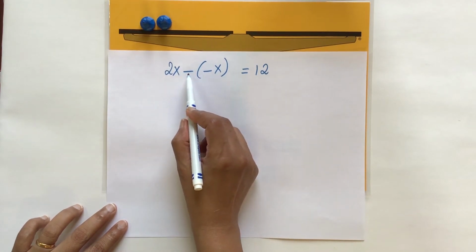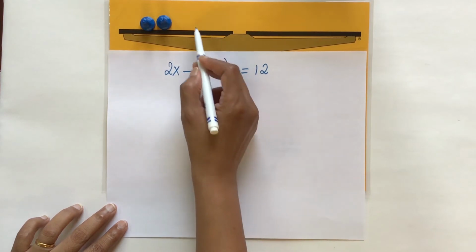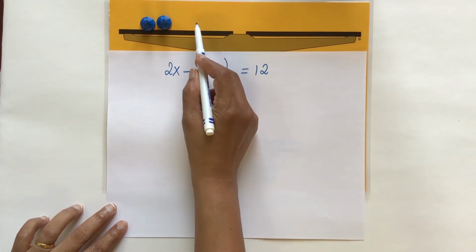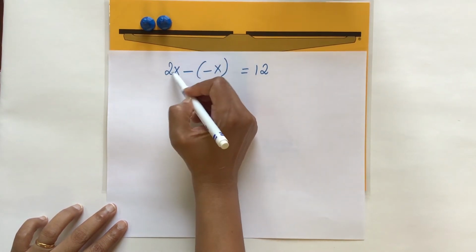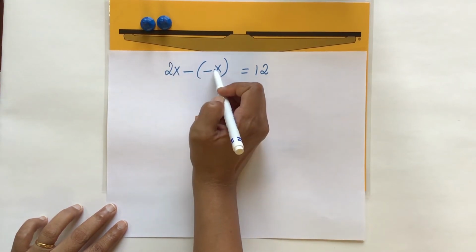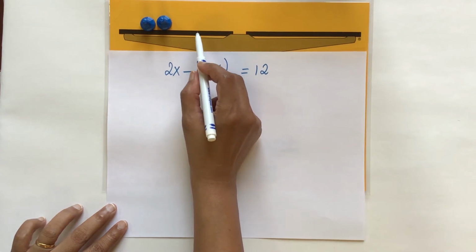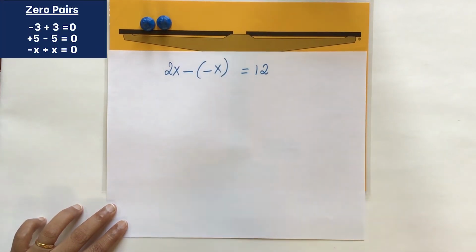As you can see, we need to subtract a negative x. I don't have a negative x to subtract. The 2x is the blue pawn. I need to remove a negative x. I don't have a negative x to remove. So I am going to use the idea of zero pair.